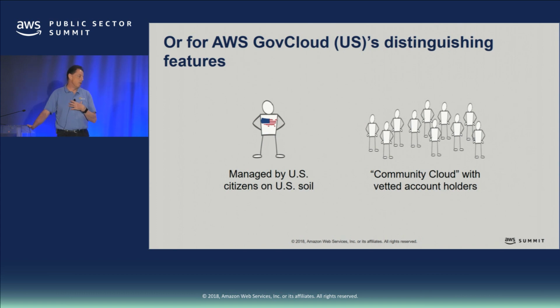And then from our side of the house, it's managed by US citizens on US soil. That means the folks working in the data centers, the service teams, the people that deploy Elastic Compute Cloud or Relational Database Service, Simple Storage Service, all the service teams that are actually building and maintaining our services in the region have to be US citizens, and also any tech support personnel that have to work with you, if they actually have to look at your account or get in region.